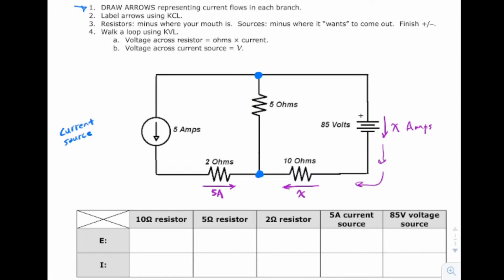And I'm not going to write amps every single time, but you know what it is. X is the current. X amps is the current going through that resistor. Now take a look at this junction here. Right now, the way I've got things drawn is I've got some flow coming in and I've got some more flow coming in. Well, you can't just have flow going in. Something's got to go out. And so my guess is that this is flowing up like this.